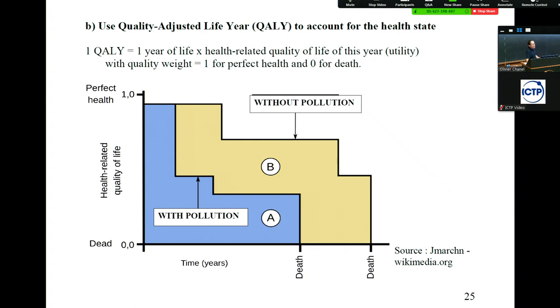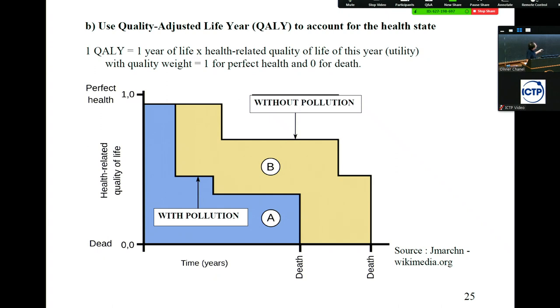The second way is to use quality-adjusted life years to account for the health state at the age of death. So the QALY is equal to 1 year of life times the health-related quality of life for this year, that is, in economic terms, the utility associated to this year. And the scale is 1 for perfect health and 0 for death, even if there are states that are worse than death and can be negative, but there is a choice that is made that 0 is the bottom value. And so what you count here on the x-axis is time. On the y-axis, it's the quality of the life years lived.